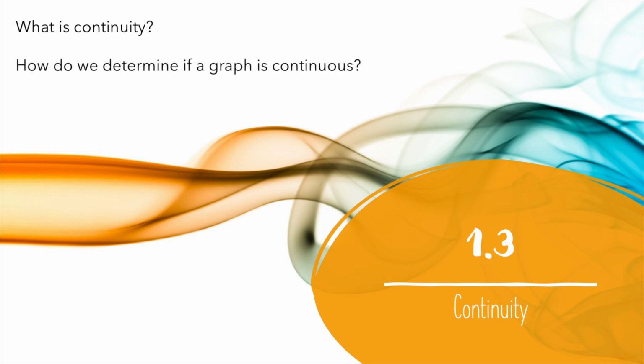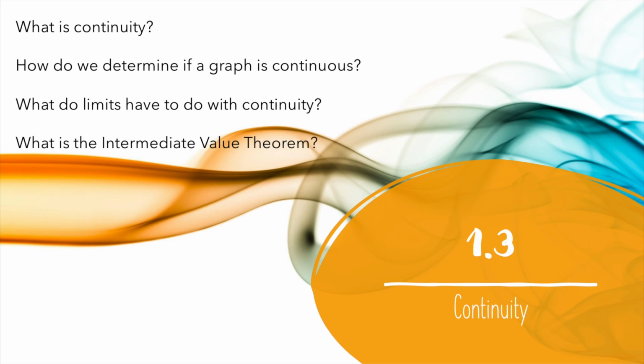We're going to answer a number of questions, the first of which is, well, what is continuity? How do we determine if a graph is continuous? What do limits have to do with continuity? And finally, what is the intermediate value theorem?